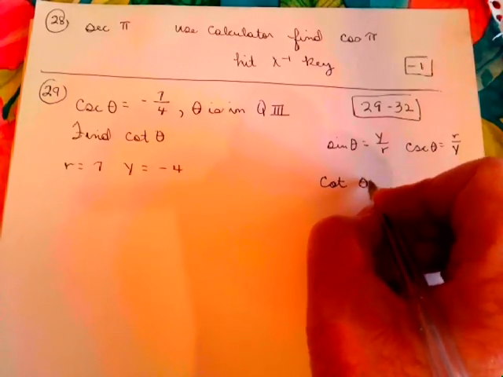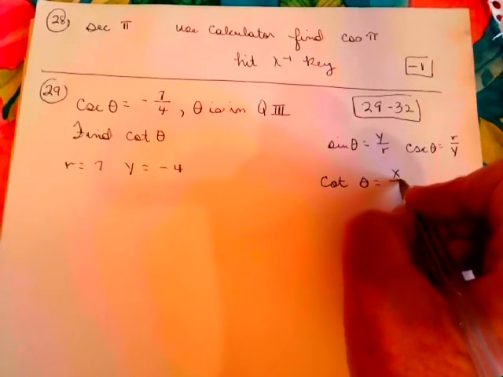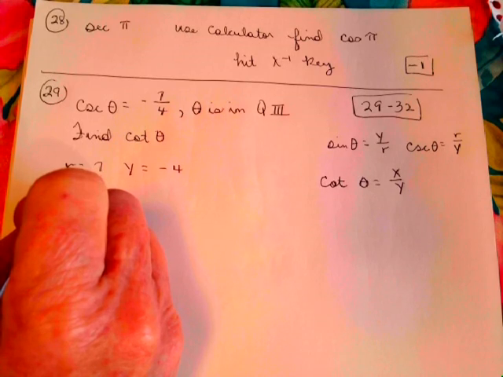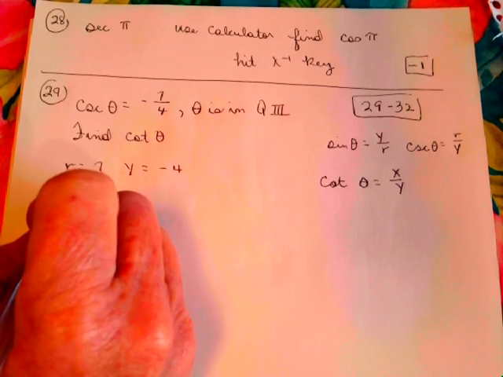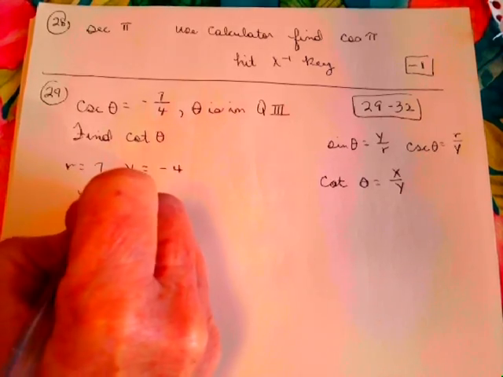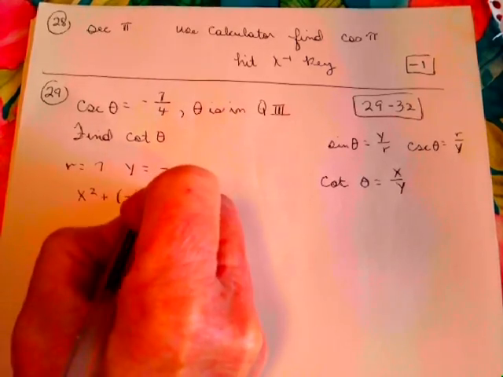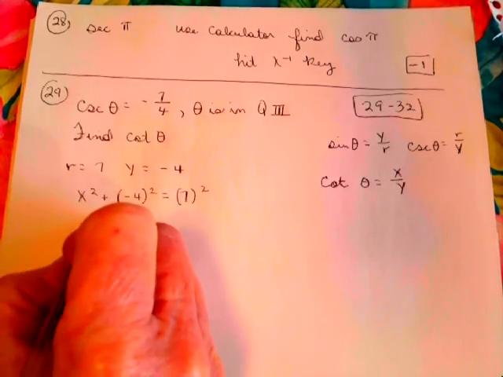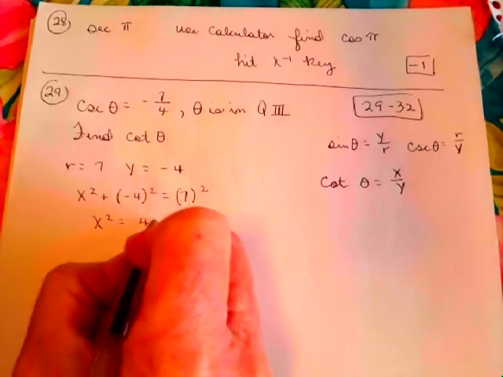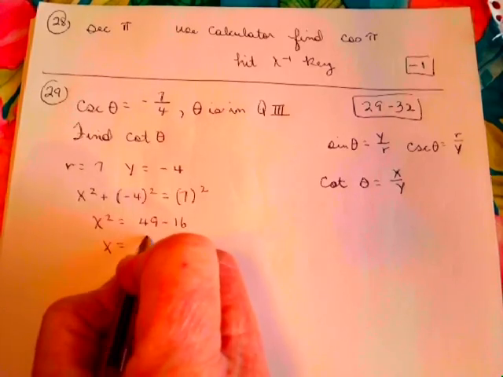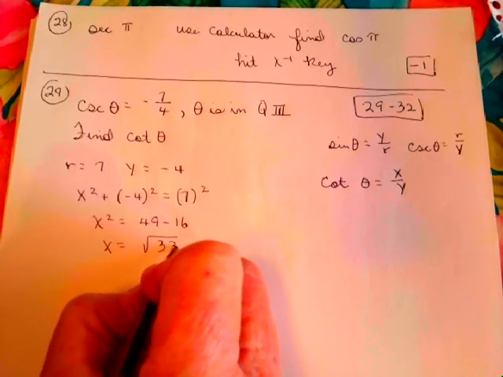Cotangent of theta equals x over y. So we got to find x. Use Pythagorean's theorem. X squared plus -4 squared equals 7 squared. X squared equals 49 minus 16. X equals the square root of 33.